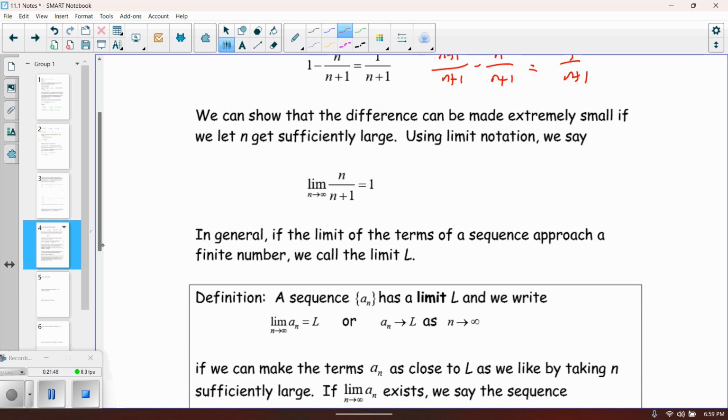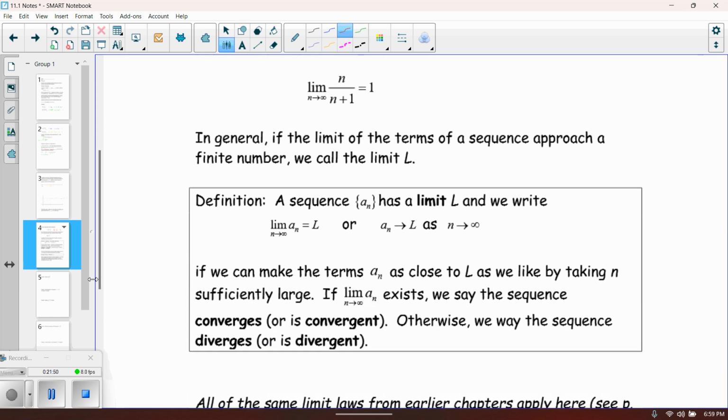In general, if the limit of the terms of a sequence approaches a finite number, then we're going to call that limit capital L. That's just the label we're going to give it. Okay, this is the important part about this, and then we'll come back with a second video to start doing some examples.